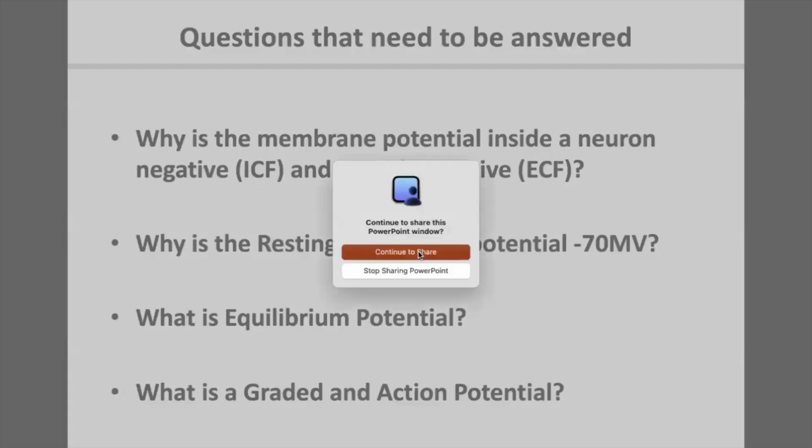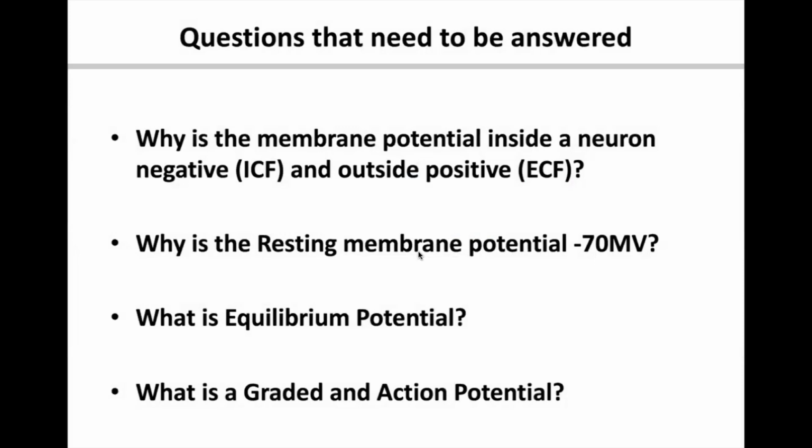In order to learn about this entire process, we are going to understand four questions which will help us understand the entire chapter very well. Number one, why is the membrane potential inside a neuron negative and outside positive? Why is the resting membrane potential negative 70 millivolts? What is equilibrium potential? And what are graded and action potentials?